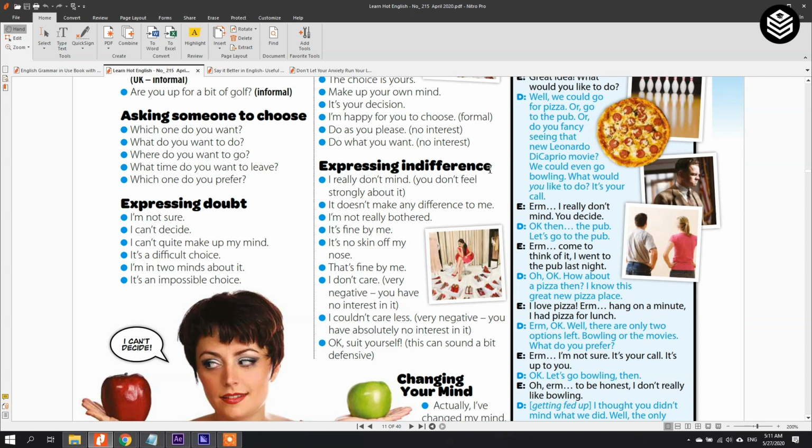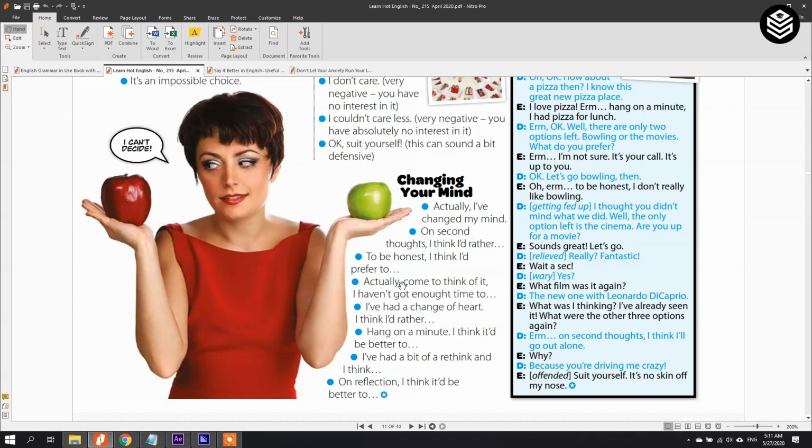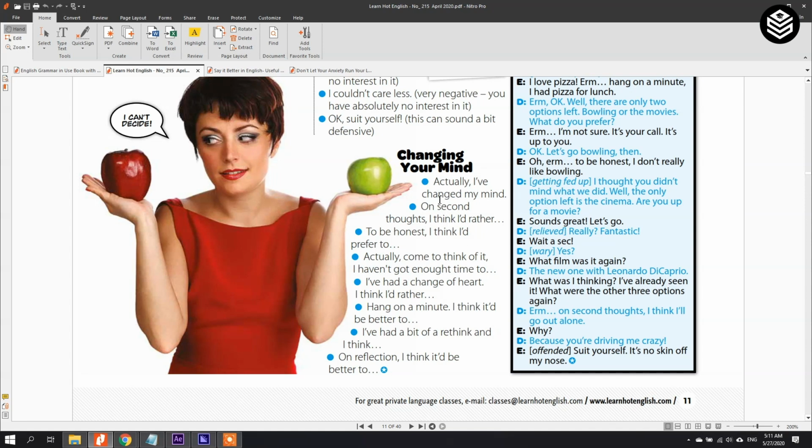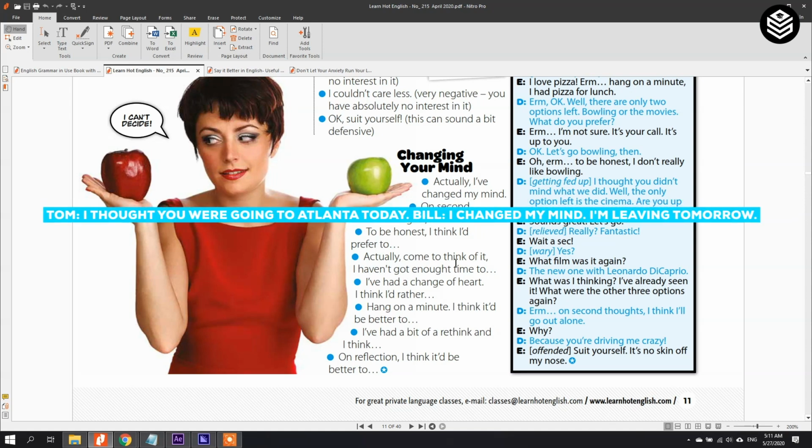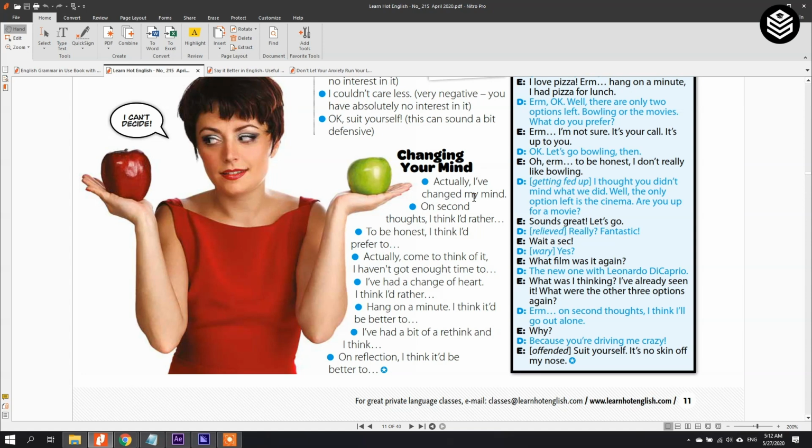This can sound a bit defensive or negative. The last one, changing your mind. When you are going to change a decision and inform others, you say, "Actually, I have changed my mind." It means there was a discussion. Initially you decided on something or opted for something else, but now after the discussion, you change your mind. So you can tell them, "Actually, I've changed my mind."